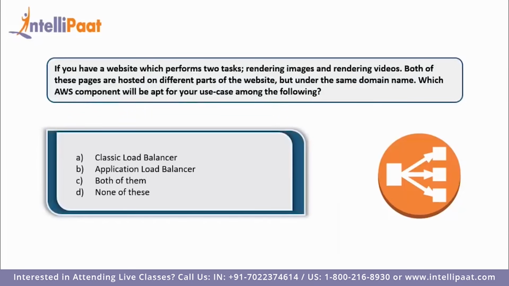Our next question says, if you have a website which performs two tasks, that is rendering images and rendering videos, both of these pages are hosted on different parts of the website but under the same domain name. Which AWS component will be apt for your use case among the following? Alright, so this I think is an easy question, reason being we just discussed this, right? So the answer is application load balancer, reason being the kind of traffic which is coming is specific to its workload, and this can be differentiated easily by an application load balancer.